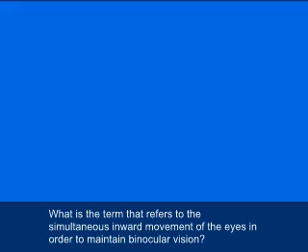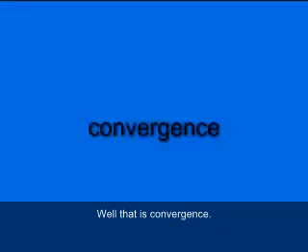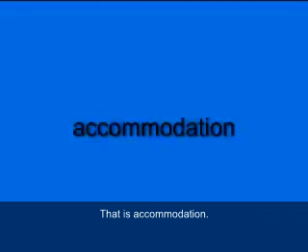And what is the term that refers to the simultaneous inward movement of the eyes in order to maintain binocular vision? Well, that's convergence. And finally, what is the term for the process whereby eyes adjust for seeing at various distances? Well, that's accommodation.